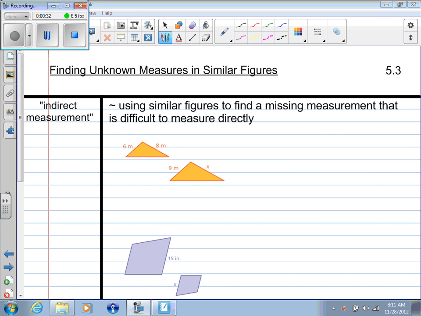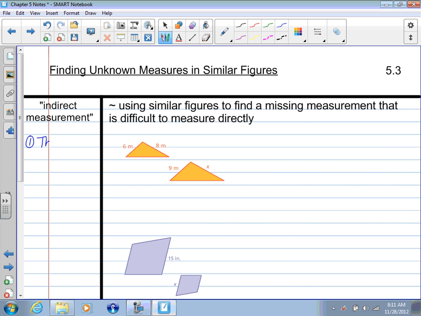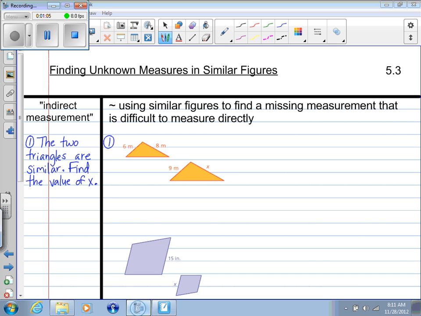Okay, so let's look at example 1. The two triangles are similar. And they have to tell us that. If we don't know that the triangles are similar, we can't use this method. Find the value of x. Okay, so take a minute, pause the video. Make sure you've drawn those triangles on your paper and labeled their sides.